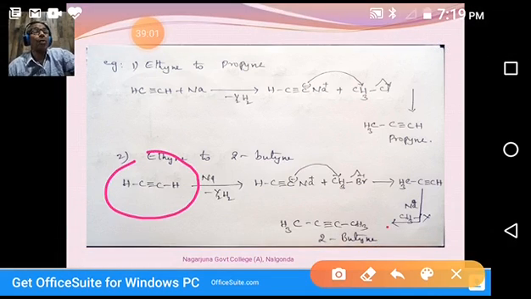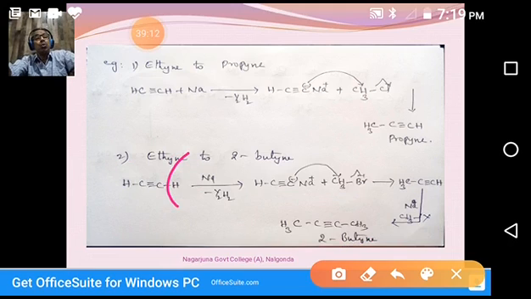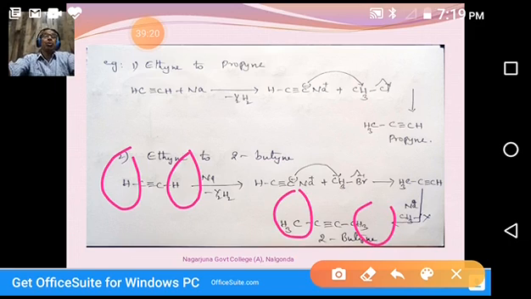We have to get the 4-membered carbon compound, 2-butyne, not terminal, it's a non-terminal alkyne. So what is the change here? These two hydrogens are replaced by 2 methyl groups. I think you understood what we have to do. So if you convert these 2 hydrogens into the corresponding carbanions, these carbanions easily react with alkyl halide to form the corresponding alkylated alkynes.